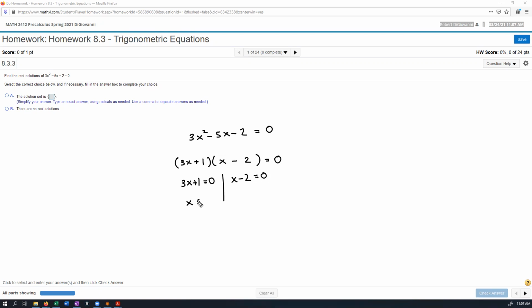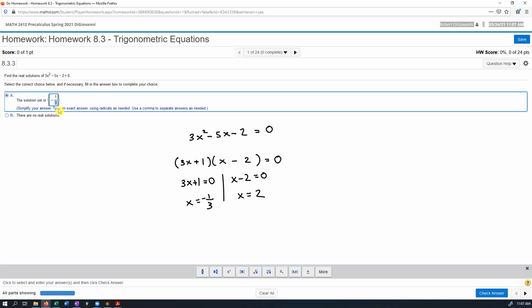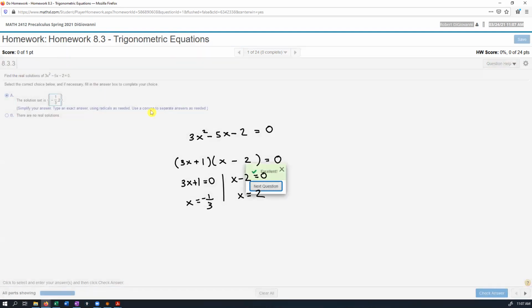And I get x is negative 1/3, subtracting 1, dividing by 3, and then just adding 2 there. So we should get 2 answers here, negative 1/3 and 2. All right, next question.